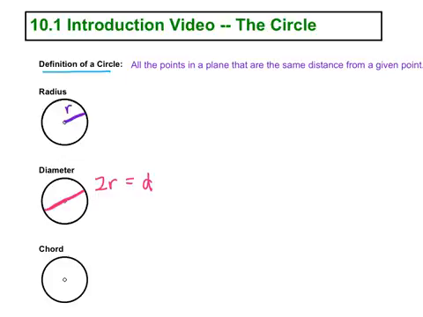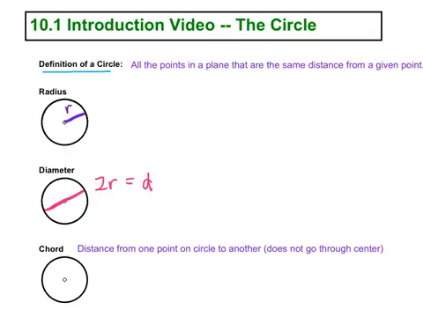All right, moving on to chord. I'm going to put that definition in here. Pause this if you need to get that in there. A chord is the distance from one point on the circle to another point on the circle, but it does not go through the center.